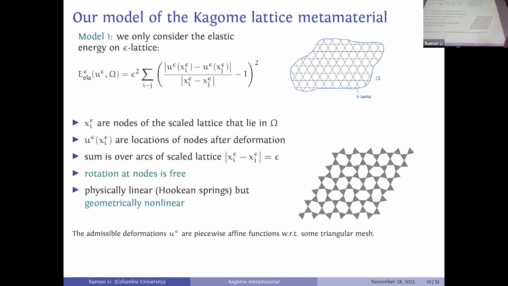But even though each spring is a linear Hookean spring, once you sum over all the springs in the lattice, it's not going to be linear. So this energy is not quadratic. I think that can be seen here. And so this is a non-convex energy.